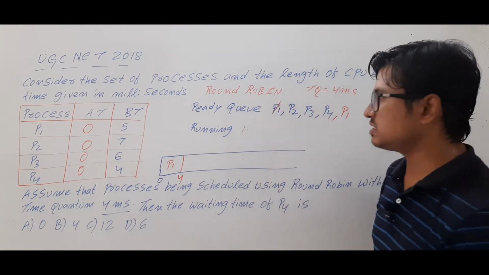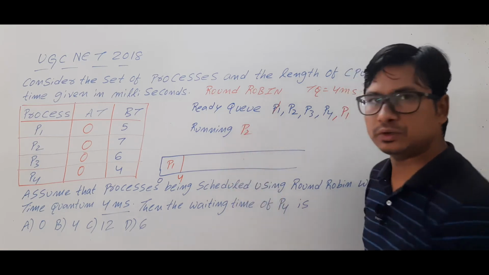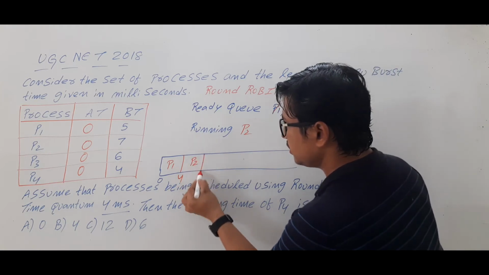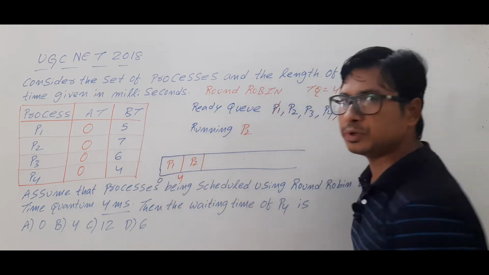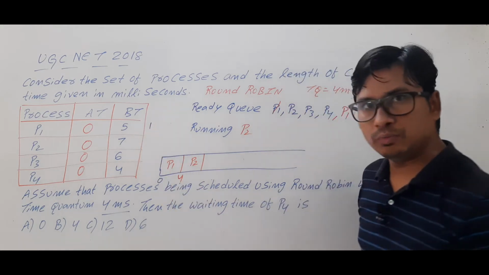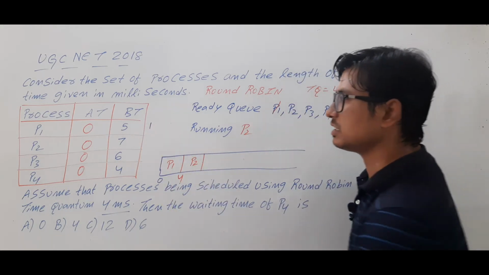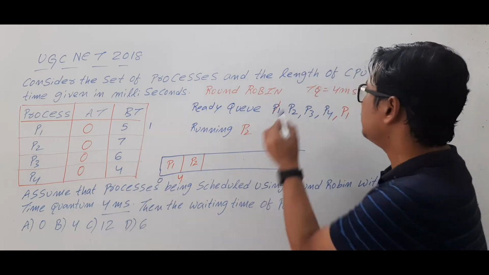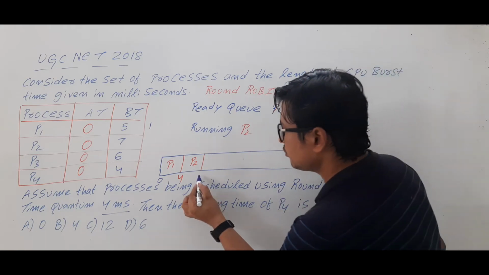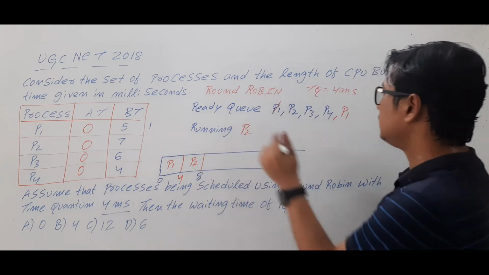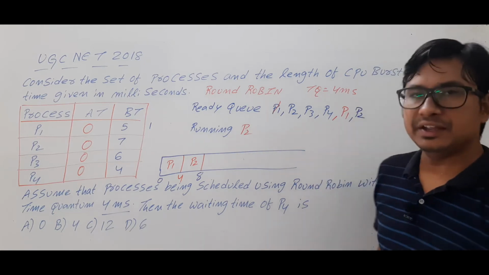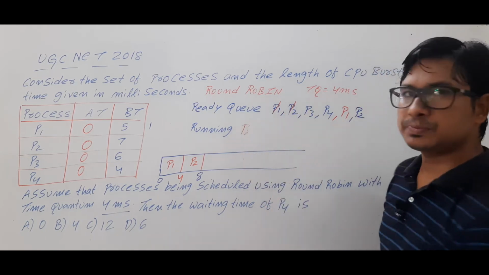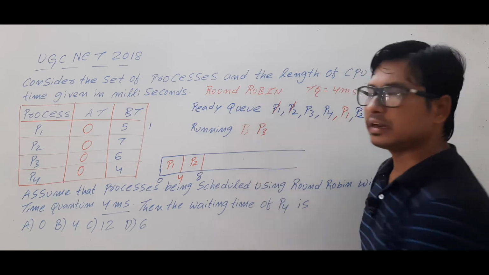Then the next process in the ready queue, process P2, will be sent to the running state. Now process P2 requires 7 units of CPU time. You can write it: process P1 needs 1 more unit of CPU time to complete its task. Process P2 needs 7 milliseconds of CPU time to complete its task. But as the time quantum is 4 units, it will run up to 8 units and will be sent back to the ready queue. Is it clear? So process P2 is also done. Now process P3 will be sent to the running state.